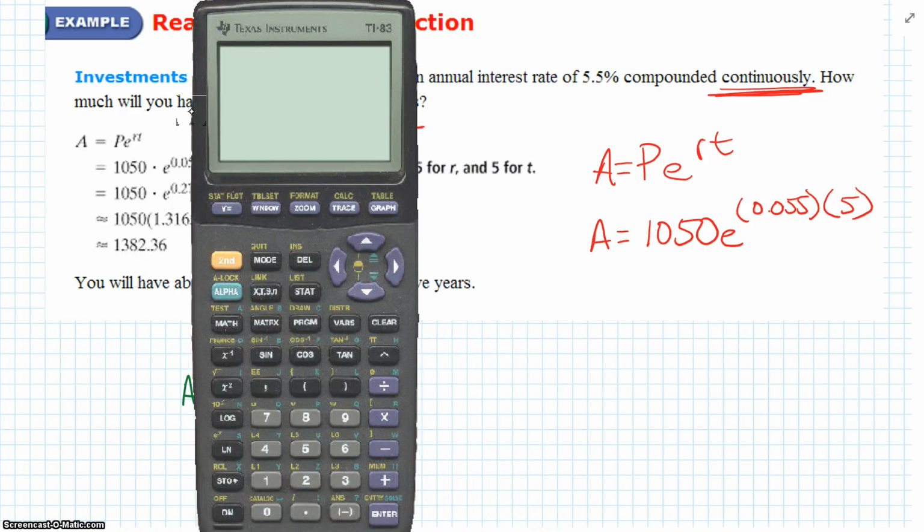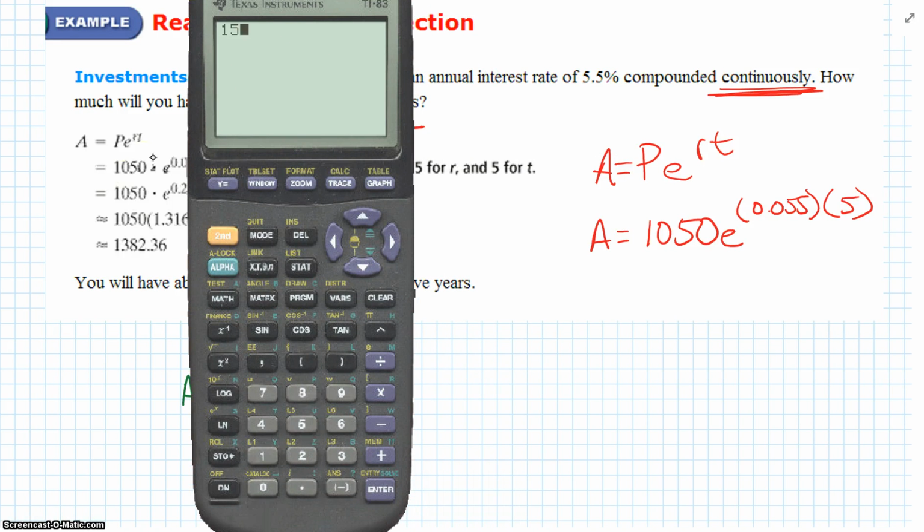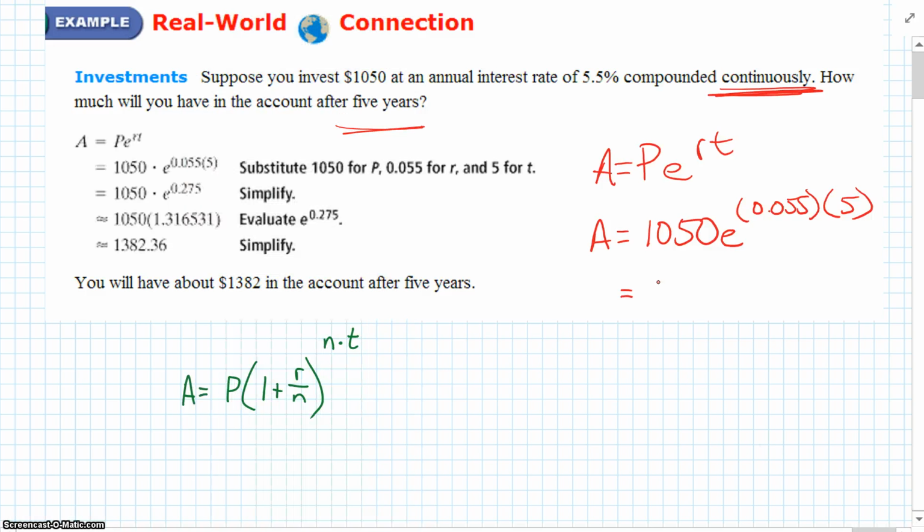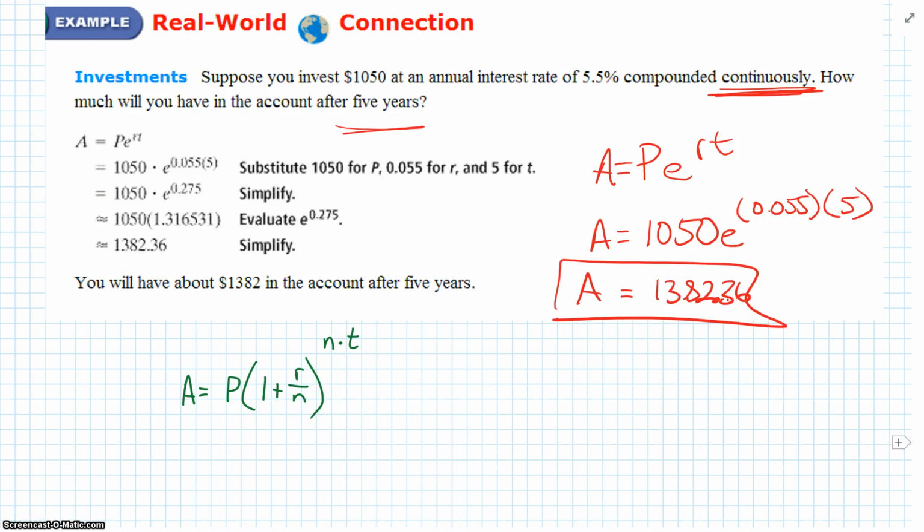So let's hit the clear button. So it's 1050 times e raised to the 0.055 times 5. So we're going to have $1,382.36. So that's how much we have in our account. Always round to the nearest penny unless the book says otherwise.